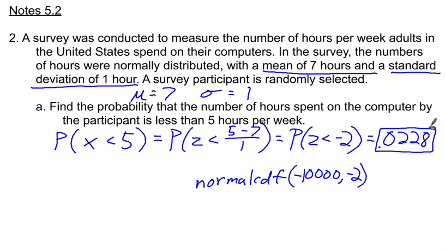We just looked at unusual probabilities. This is less than 0.05, so we would consider it unusual if an adult only spends less than 5 hours per week on a computer.